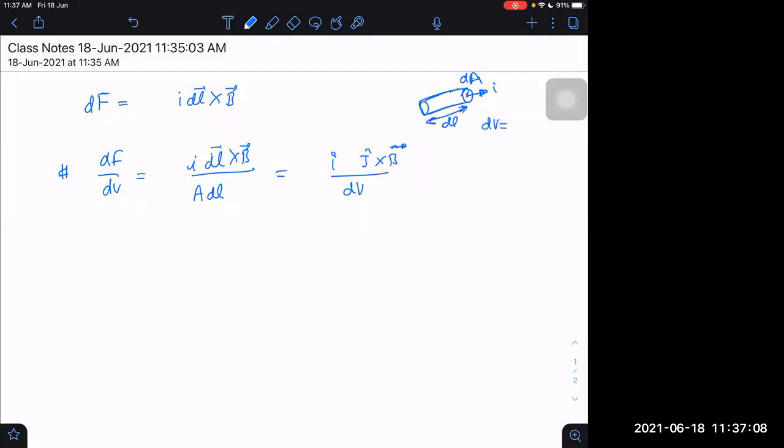Volume of this part will be equal to area into dl. I'm writing the area as A only; I could write dA as well, that is not a problem. Then it becomes A into dl. That is the volume. So I'm dividing the force by volume. That is force acting per unit volume, which is equal to I dl cross B upon A dl. A dl is nothing but volume. So volume can cancel on both sides.